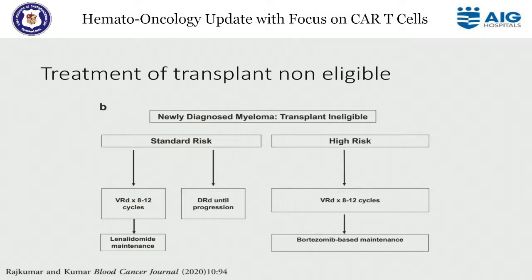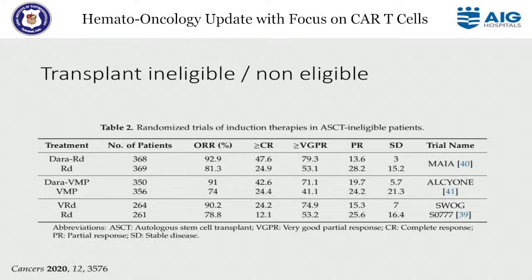In elderly patients where performance status is not good, some authors are recommending daratumumab and lenalidomide with dexamethasone until disease progression. In high risk myeloma cases, VRD for 8 to 12 cycles or CyBorD for 8 to 12 cycles followed by bortezomib maintenance is currently the recommended therapy.